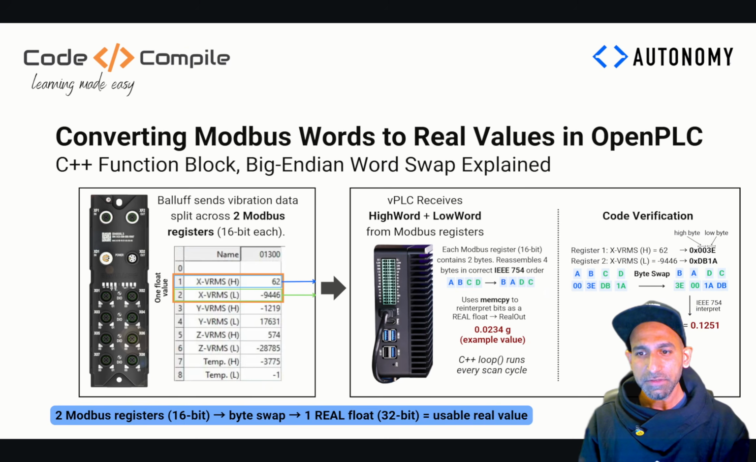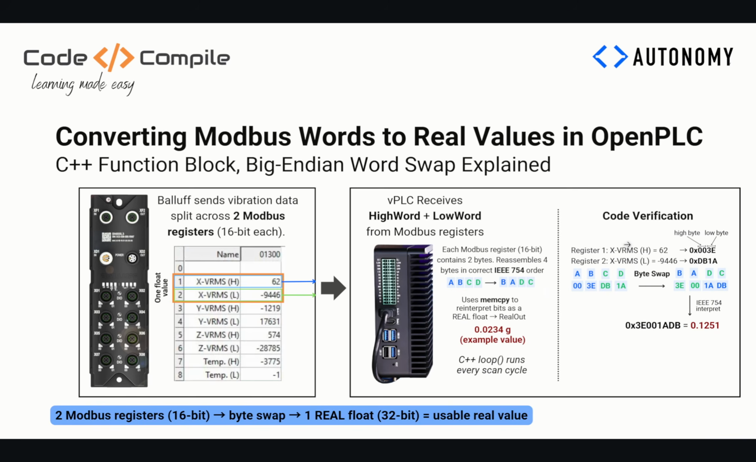All right. If you see here, I have mentioned verification. Let me just remove my saw because I might be hiding the text. You can see that register 1, XVRMS high word, is 62 here. And register 2, XVRMS low word, is -9446. If you convert that to hexadecimal, this is the value. This word also has a low byte and a high byte. Similarly, this register also has a low byte and a high byte.